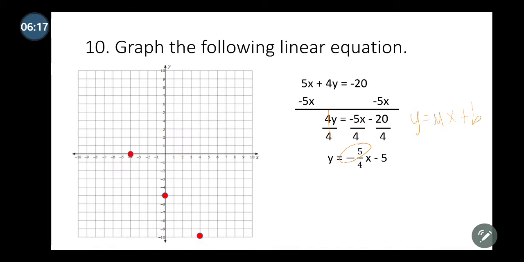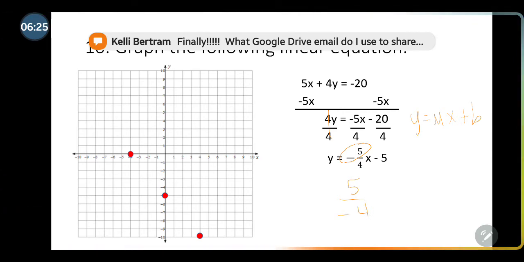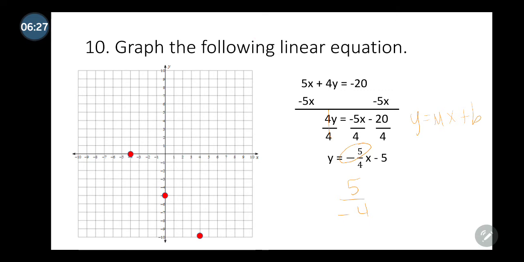Or, as I mentioned earlier, we can go the opposite direction, and I could have put the negative with the 4, which means I now go up 5 from the y-intercept and to the left 4 because the negative is with the bottom, and then I graph my line.